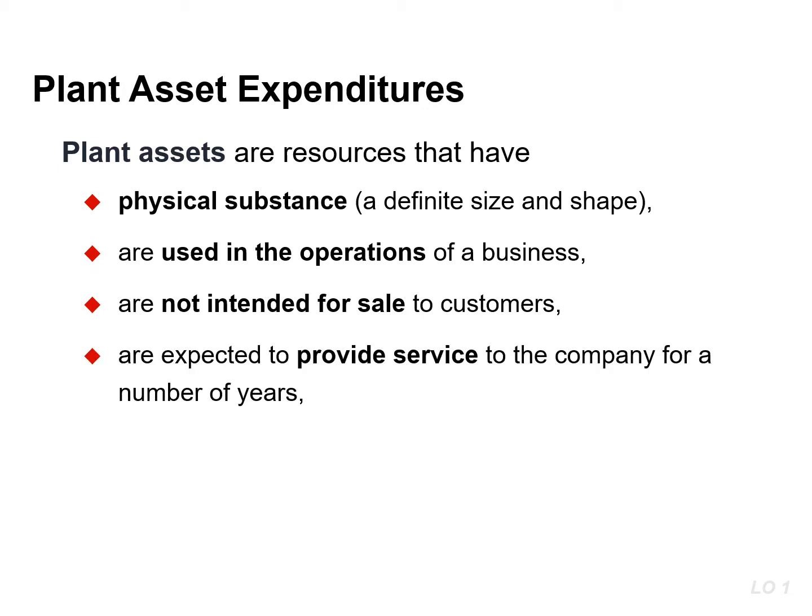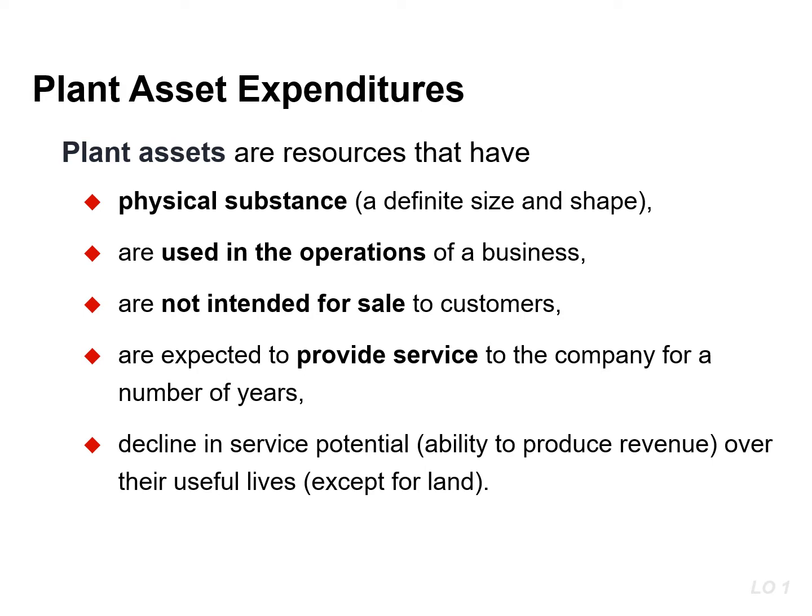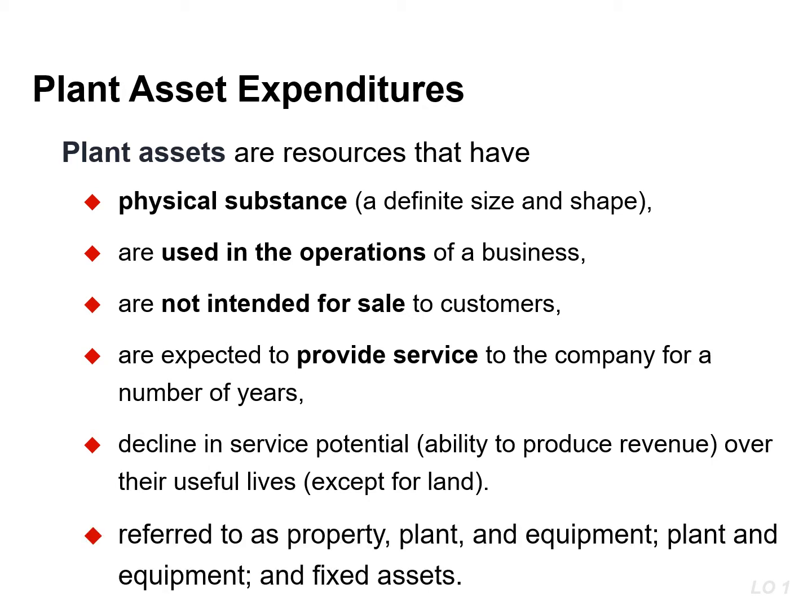These assets are expected to provide service to the company for a number of years. Except for land, plant assets decline in service potential or their ability to produce revenue over their useful lives. They are called a variety of names, such as property, plant, and equipment, or fixed assets.